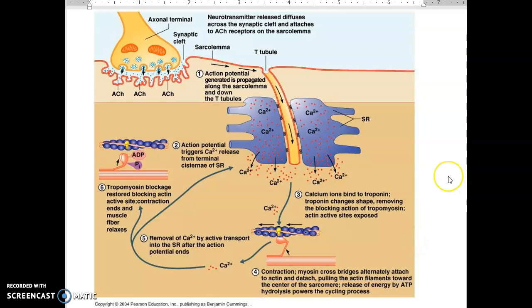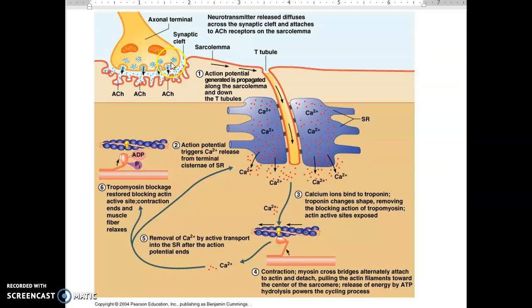Hi, this is Dr. Bosch, and I want to take some time to go through the steps of muscle contraction with you. One of your essays on your next exam will be asking you about these steps, so it's very important that you understand this kind of complicated process. So we'll take it one step at a time.